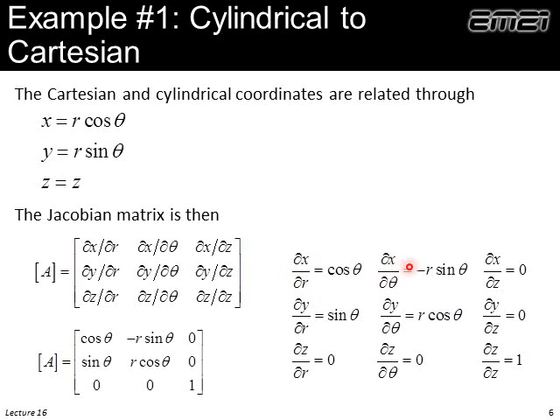We go for all 9 terms, differentiating these equations and getting all these elements. Once we have all these answers, we plug them back in and we have our final Jacobian that we would use to transform functions or operations from cylindrical coordinates to Cartesian coordinates.